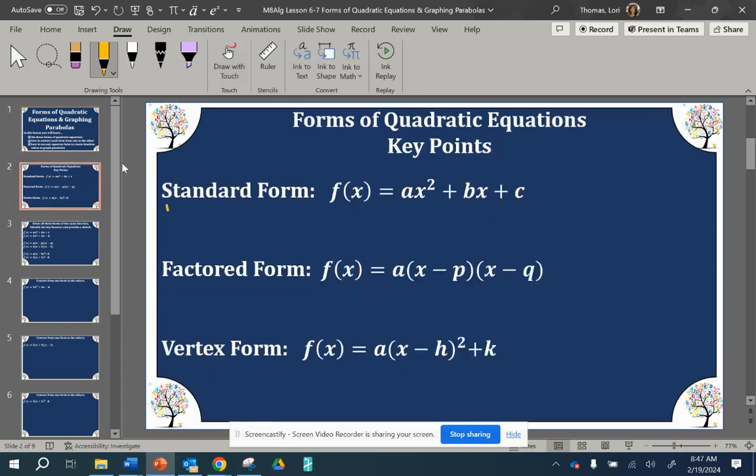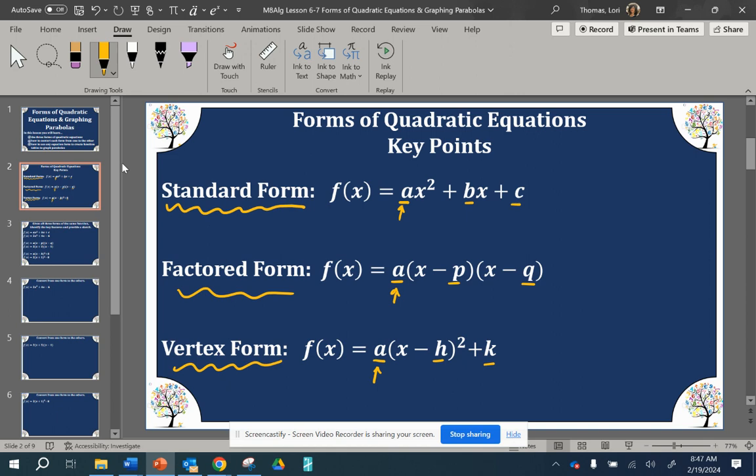The first form is standard form. In standard form, we have an a, b, and a c variable. In factored form, we have an a, p, and a q value. In vertex form, we have an a, an h, and a k value. Notice all three forms have a leading coefficient of a. Our a value is the same in all three forms. This is called our dilation factor.